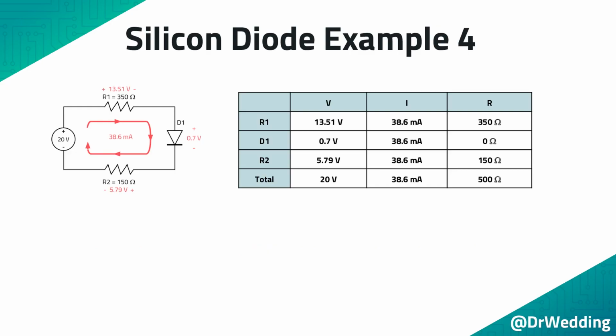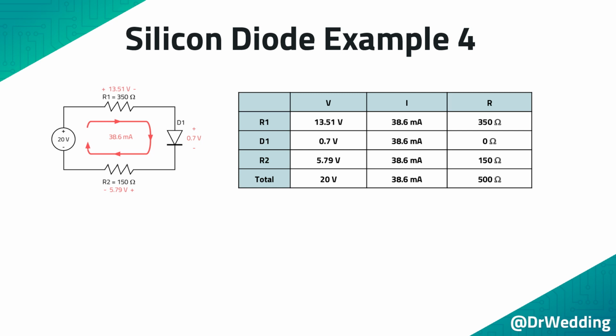Here is the solution to the fourth silicon diode problem. The diode is conducting, so the voltage drop across it is 0.7 volts and the resistance is 0. The supply voltage is reduced to 19.3 volts and the series circuit is solved using this new voltage.